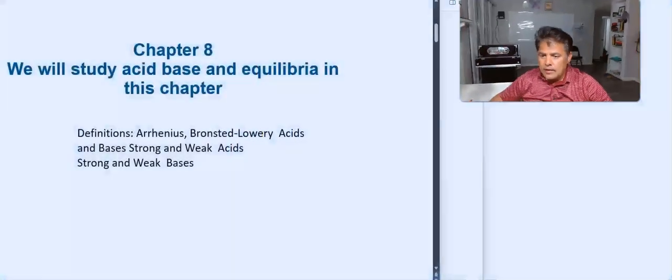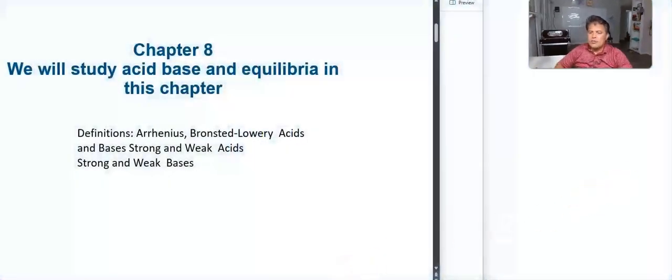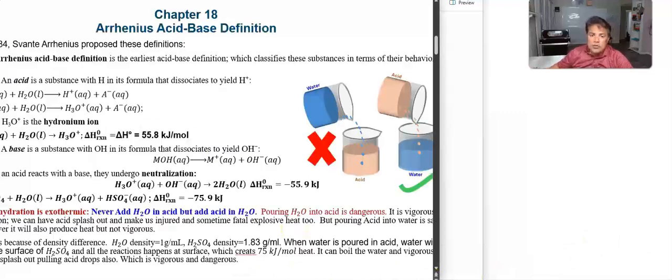We will learn in this chapter. Okay, let's go. So now, in this first video, we will study the definitions of acid: Arrhenius and Bronsted-Lowry acid and base, and strong and weak acids, strong and weak bases. What is the Arrhenius acid? What is the Bronsted-Lowry acid? And like that.